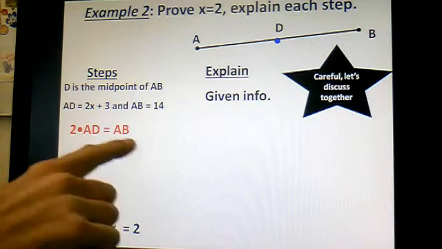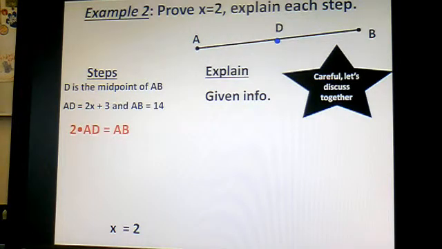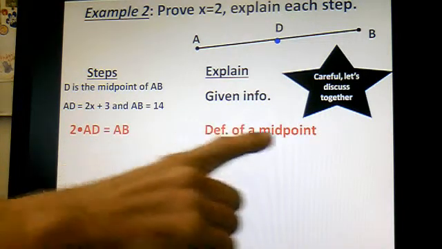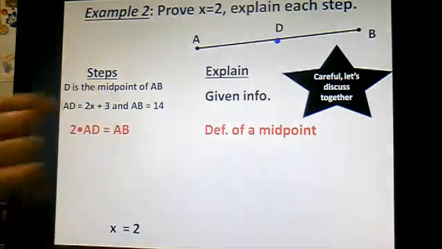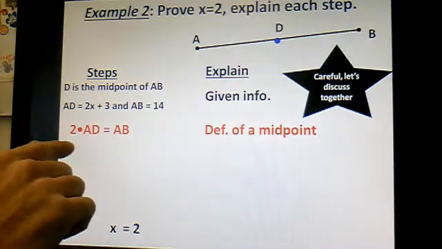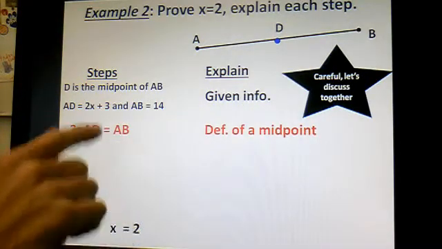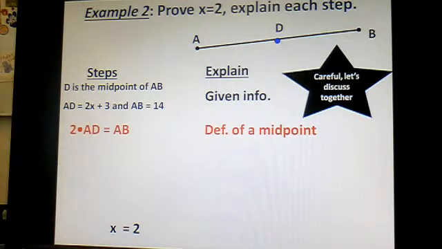Of course, the only reason this made sense is because you understood that the word midpoint meant to cut something exactly in half, to make something exactly half of another thing. So the reason this makes sense is because you understand the word midpoint. You understand the definition of the word midpoint. If you thought midpoint meant that these were pretty, you'd write AD and DB are pretty. Instead, you understand midpoint means to cut it exactly in half, which makes that equation make sense.